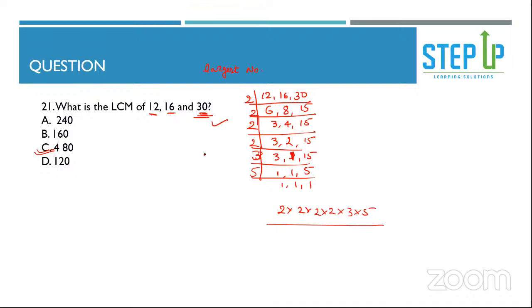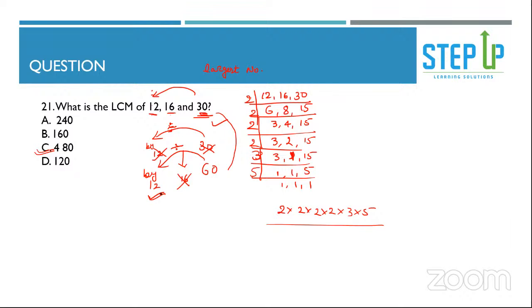30. Is 30 divisible by 12? No. So 30 cannot be your answer. Go to the next multiple of 30, 60. Is 60 divisible by 12? Yes. 60 is divisible by 12. But is 60 divisible by 16? No, right? So that's why 60 also got eliminated.